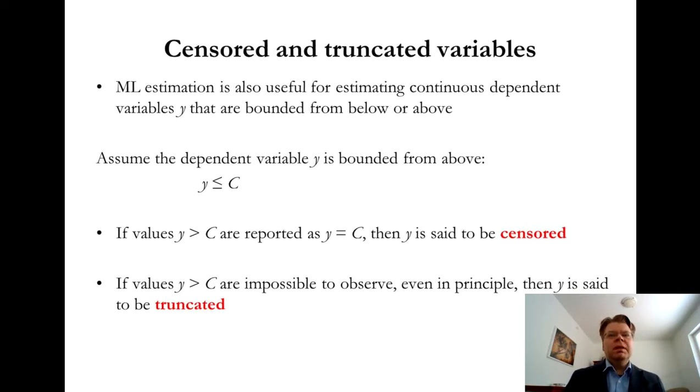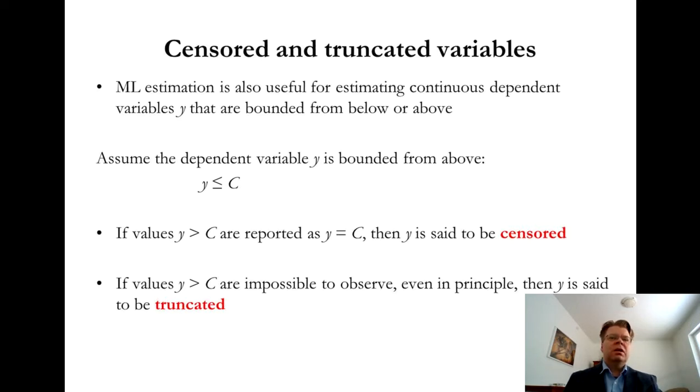There are two possibilities then for what happens to those potential observations where this y exceeds the constraint c. And I use the c in the sense that I think about some kind of capacity constraint. We talk about censoring if those values where y exceeds c are reported as y equals c. This would be a case commonly, for example, if you have some kind of capacity constraint.